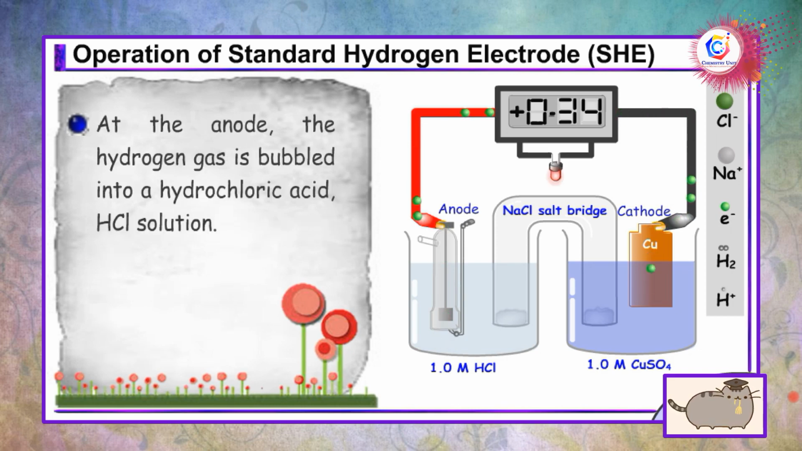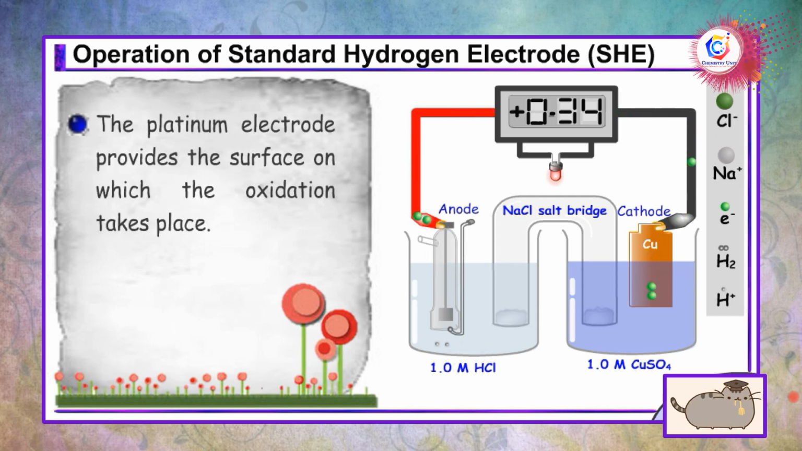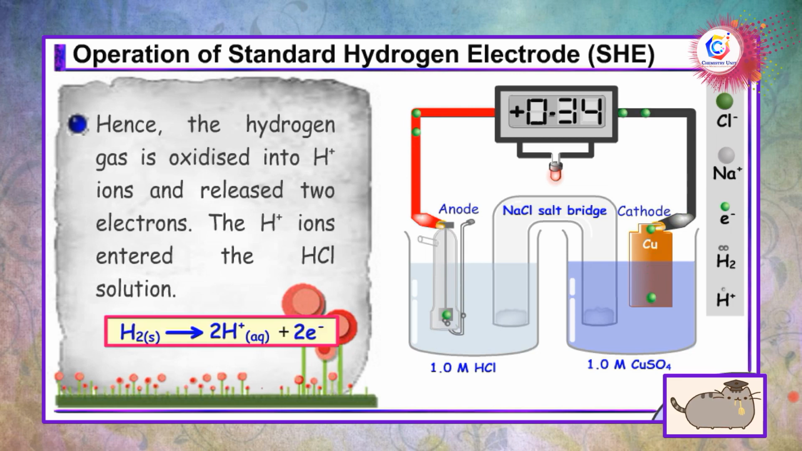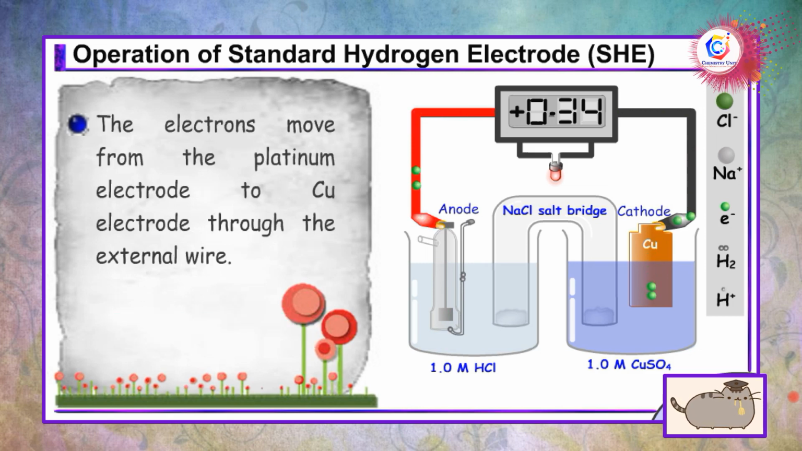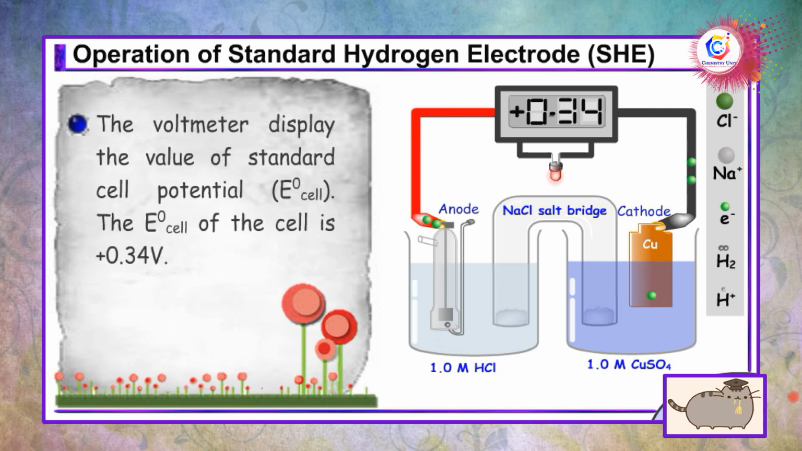At the anode, the hydrogen gas is bubbled into a hydrochloric acid solution. The platinum electrode provides the surface on which the oxidation takes place. Hence, the hydrogen gas is oxidized into H+ ions and releases 2 electrons. The H+ ions enter the HCl solution. The 2 electrons move from the platinum electrode to the copper electrode through the external wire. The voltmeter displays the value of standard cell potential, which is positive 0.34 volts.